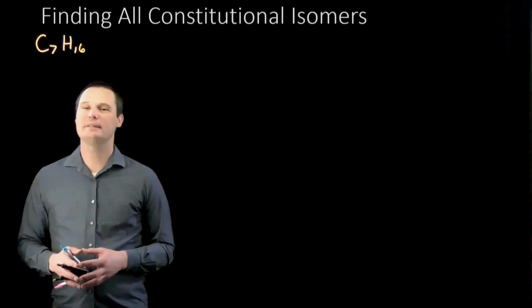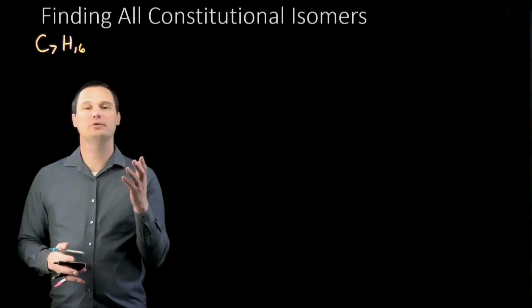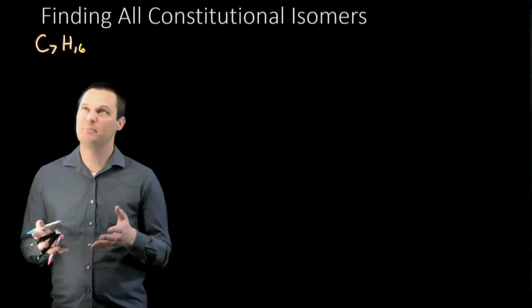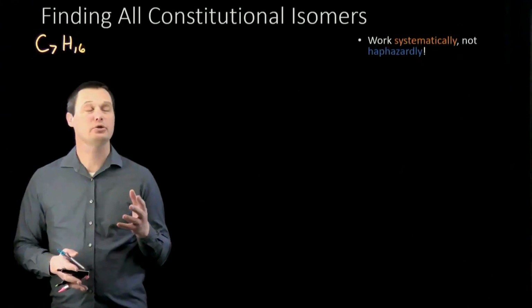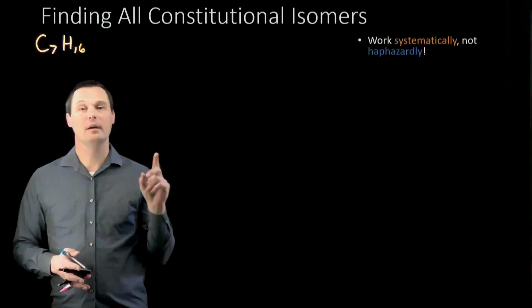One of the tasks you may be assigned in organic chemistry is to find all the constitutional isomers for a given molecular formula, like C₇H₁₆. How do we do that? The biggest piece of advice I can give you for finding all constitutional isomers is to work systematically, not haphazardly.